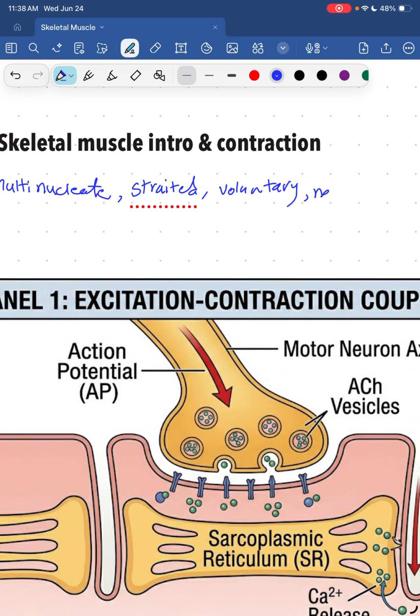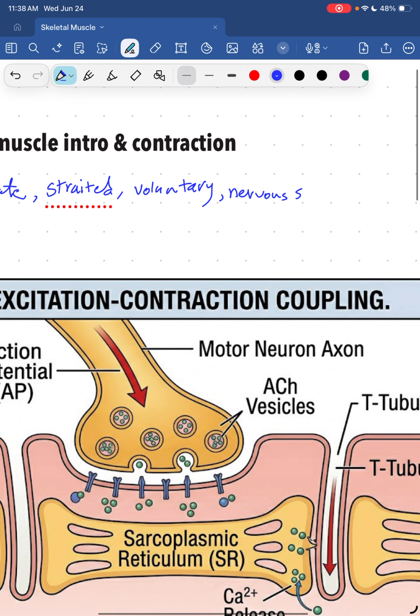So we're going to write nervous system activation. Now, why I say nervous system only is because obviously your heart can beat without a nervous input. It has its own pacemaker cells that generate its contraction, and we'll talk about that maybe in another video.